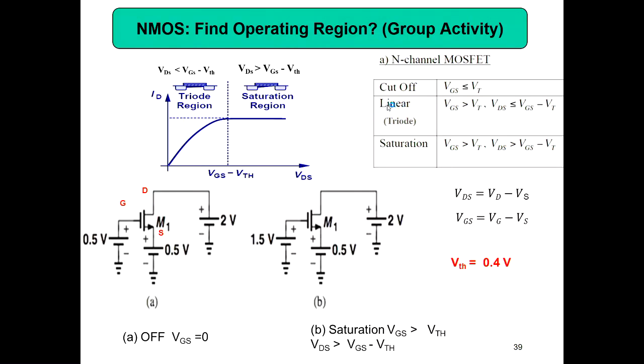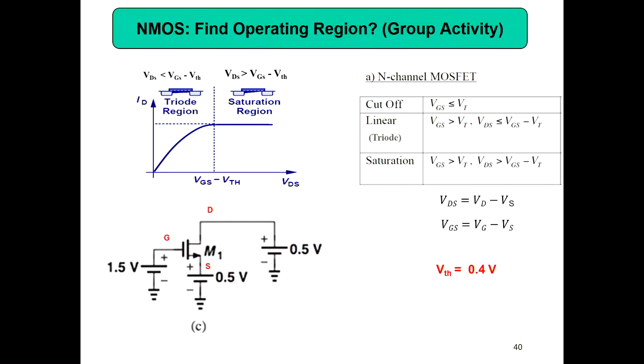Then we have to check whether it is in triode or saturation. You can check here: VDS, VD, 2 volt minus 0.5, that is equal to 1.5 volt. VGS minus VTH, VGS equal to 1 volt minus 0.4, so that is equal to 0.6. So 1.5 is greater than 0.6, definitely, so it is in the saturation region. By looking at it, you can find out whether it is in the saturation region, the triode region, or at the edge of the triode region.